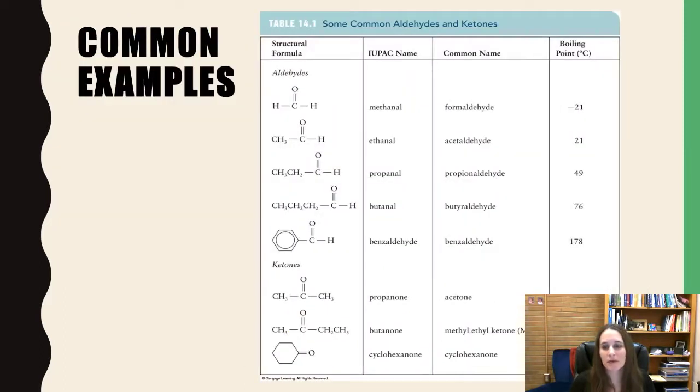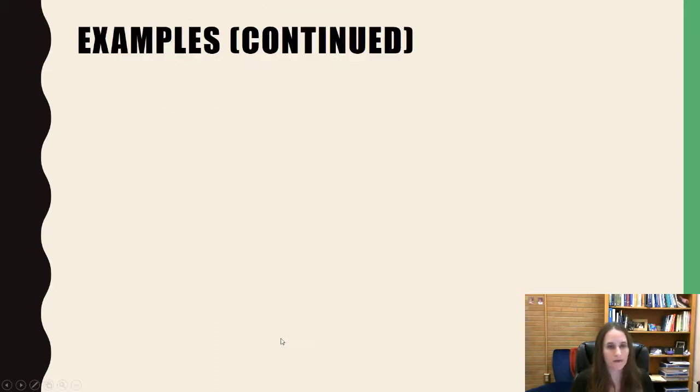Other examples. You don't need to have examples memorized. I just think it's good to look at the structure and ask, if I didn't already know this was an aldehyde, would I be able to identify its family? And then the same for ketones. I think the cyclic ones throw me off, so be aware that you can have a cyclic ketone.